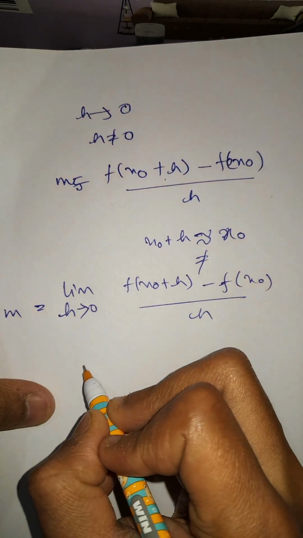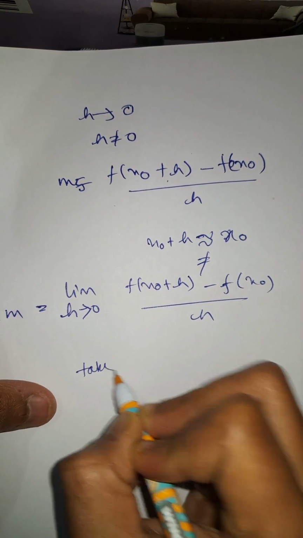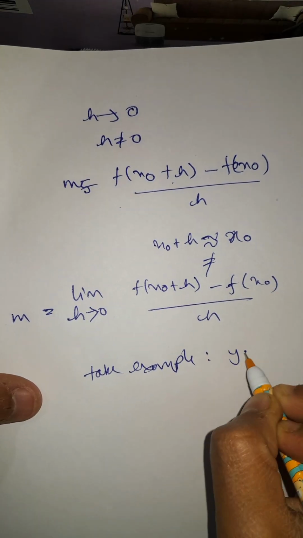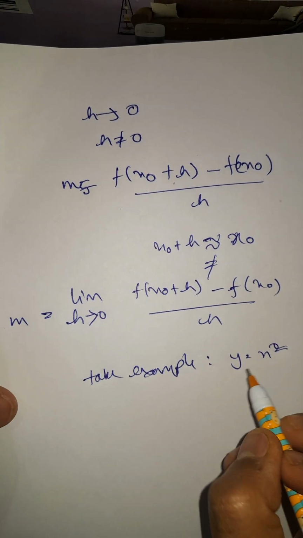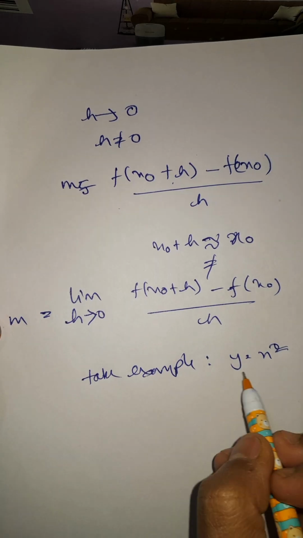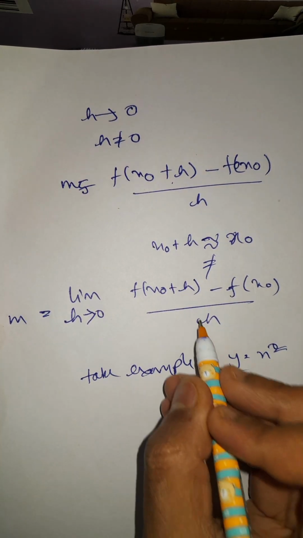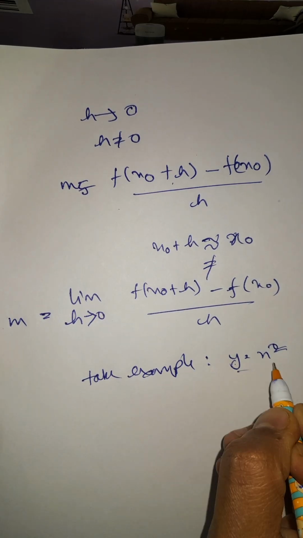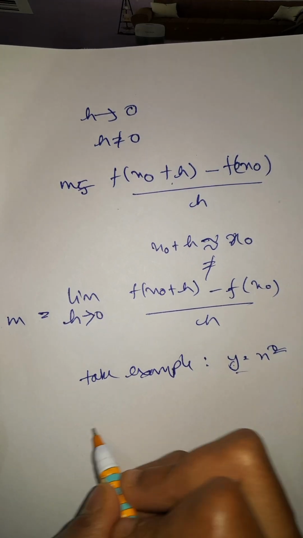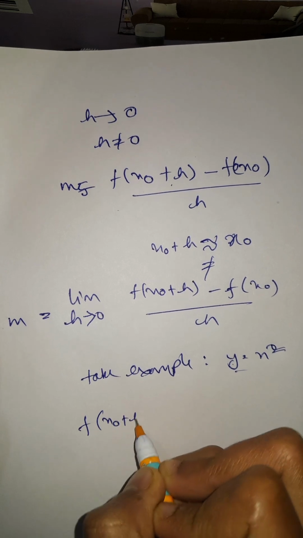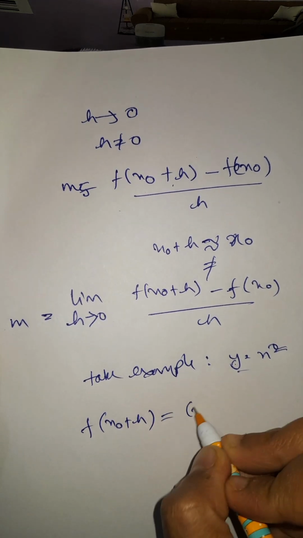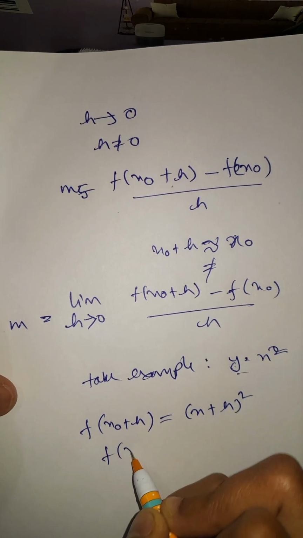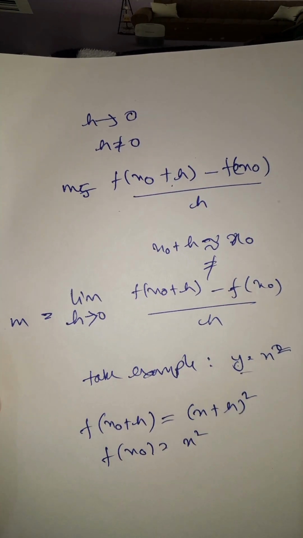So let's take an example, y equals x square. We have to find the slope of this equation. So for this equation, we'll put values in this. We know the y value is x square. So we have to find f(x plus h) of this, which will be x plus h whole square, and f(x) is equal to x square.